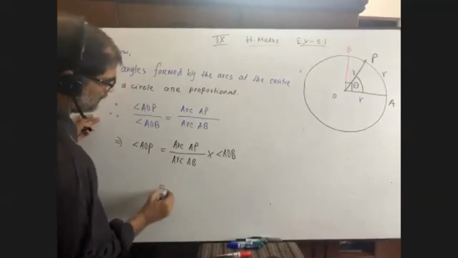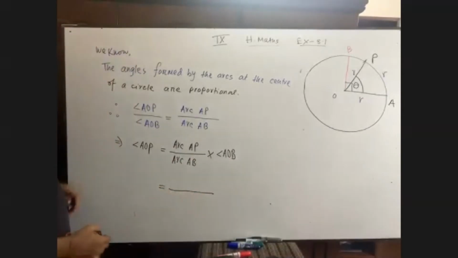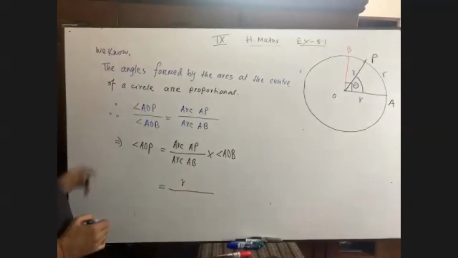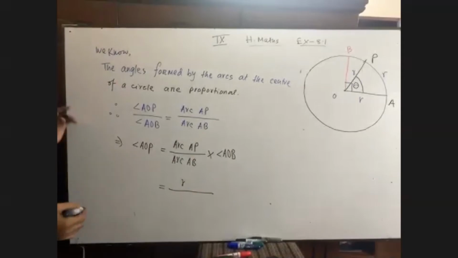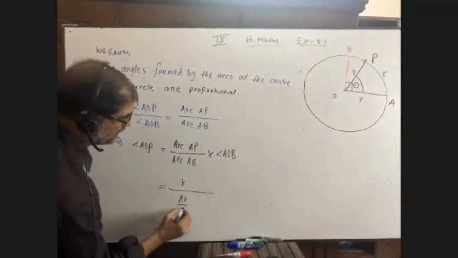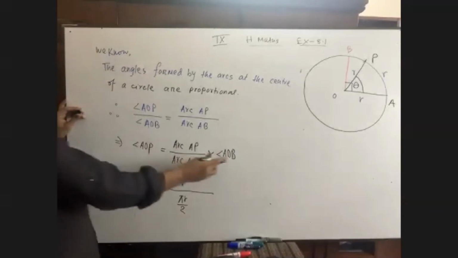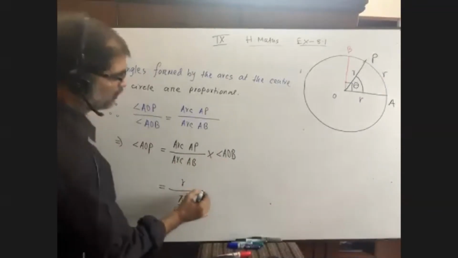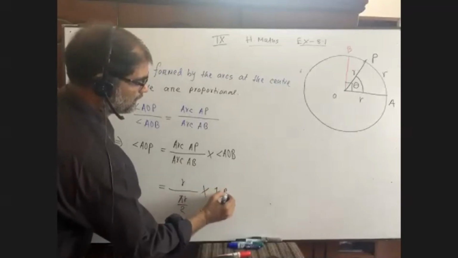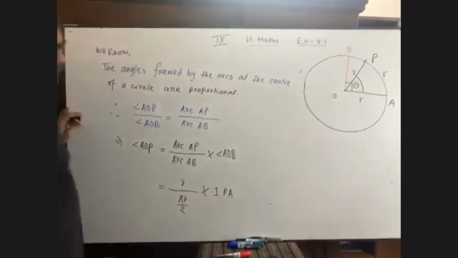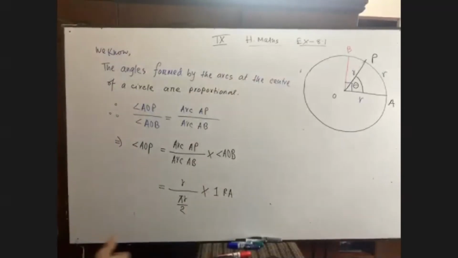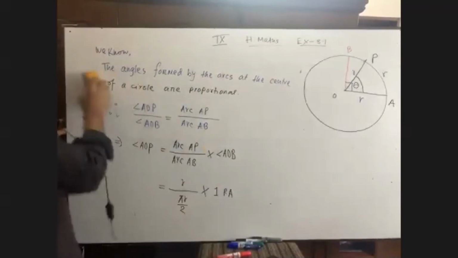What is arc AP? Arc AP equals R. What is AB? AB equals Pi R by 2. What is angle AOB? Angle AOB equals 1 right angle. Talk to me. What is the measurement of angle AOB? 1 right angle. You can see the figure. OB was drawn perpendicular.